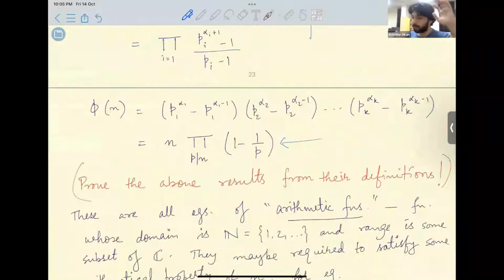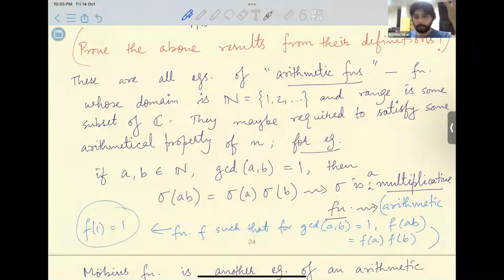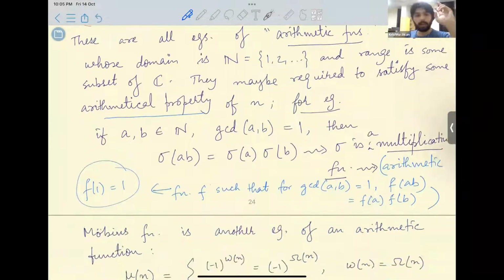Okay, so an arithmetic function is just a function whose domain is the natural numbers and codomain is some subset of complex numbers. And they may be required to satisfy something called an arithmetical property. Arithmetic is just plus, minus, into, and divide. So some sort of an arithmetical property it has to satisfy. So I recall that I said that tau is an example of an additive function and sigma is an example of a multiplicative function. So these are examples of arithmetic properties.